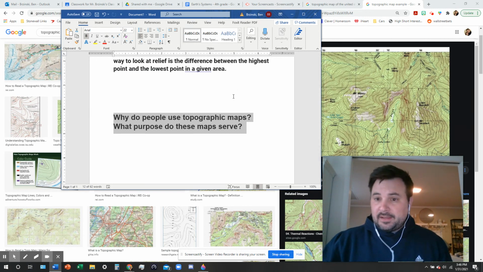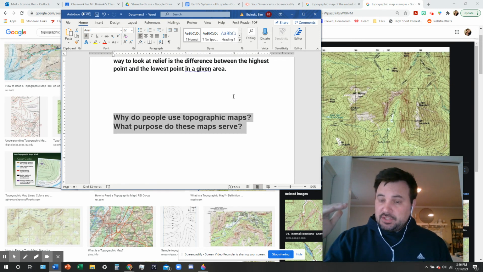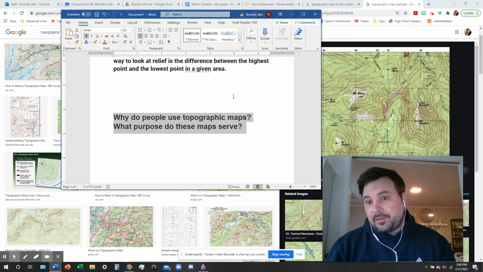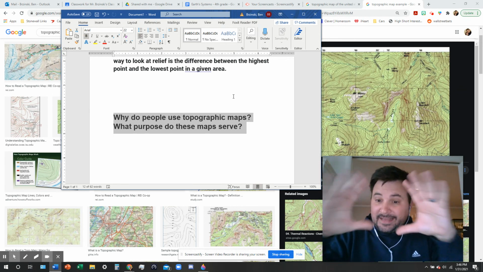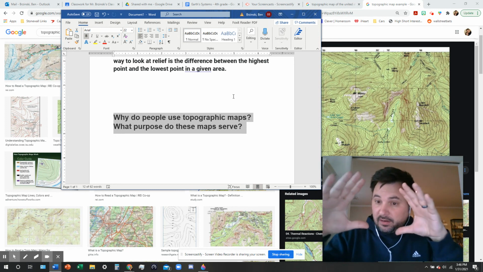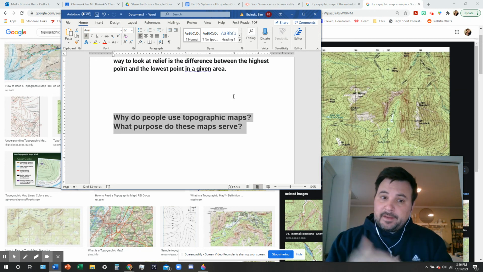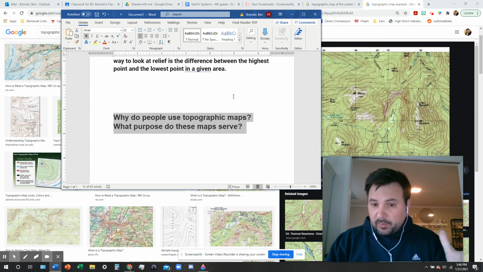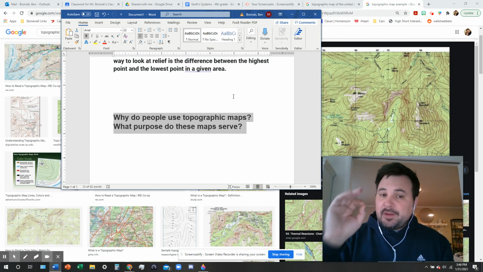Well, we just talked about that. The purpose is they show us the elevation changes in landforms in an area, right? So we can't really look at a topographic map of the United States, but we might be able to zoom in maybe on Colorado, or maybe a town in Colorado, and look at the mountains there, and we can talk about how high one area is compared to another area. So why do people use this? What purpose do they serve? Well, they're looking for elevation changes, the height differences in land features. That's the purpose these maps serve. That's why people use them.